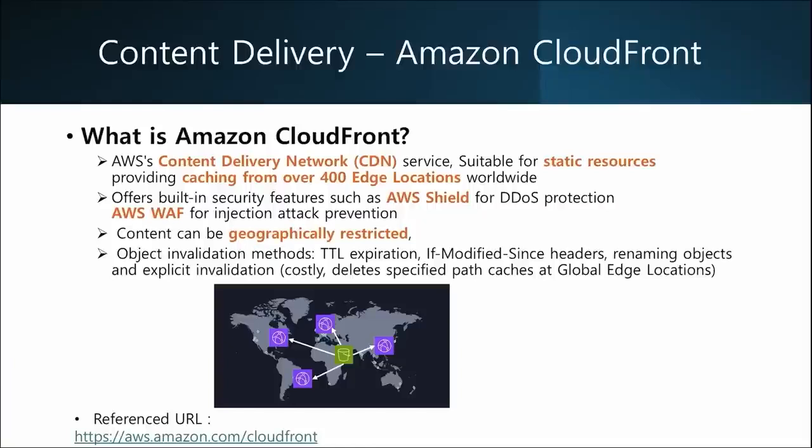Next is Amazon CloudFront, a CDN service. It is a service that caches content in over 400 edge locations around the world and delivers it quickly to users. It has a great advantage in delivering static resources in particular. Amazon CloudFront, an Amazon CDN service, provides security features such as AWS Shield and AWS WAF. There may also be geographical restrictions. For example, you can set it so that cached content is only visible to certain countries.